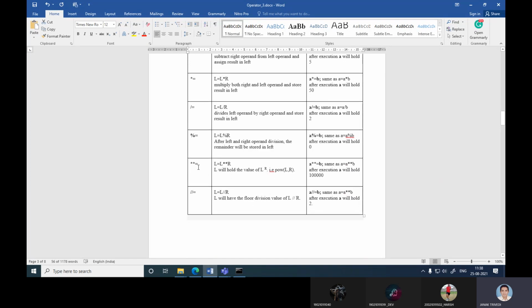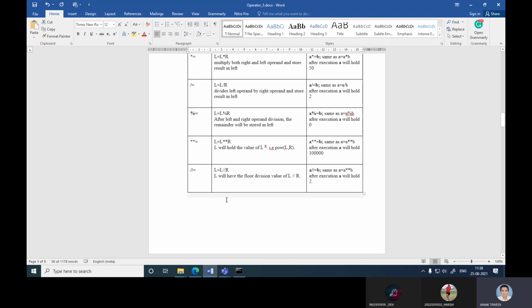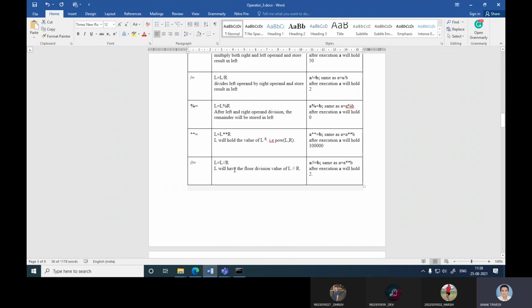There is the power operation, that is L equals L power of R. L will hold the value of L to the power of R. So this is the meaning: A power equal B is the same as A equal to A power of B. After execution, A will hold this much value, this is 10 raised to 5. Then floor division equal, L equals L floor division R. L will hold the floor division value of L. So this is the example: A floor division equal B is the same as A equal to A floor division B.